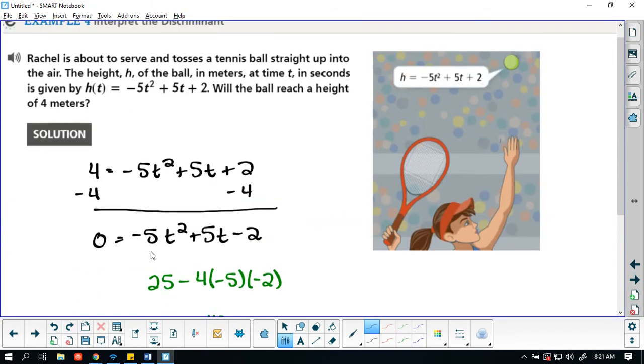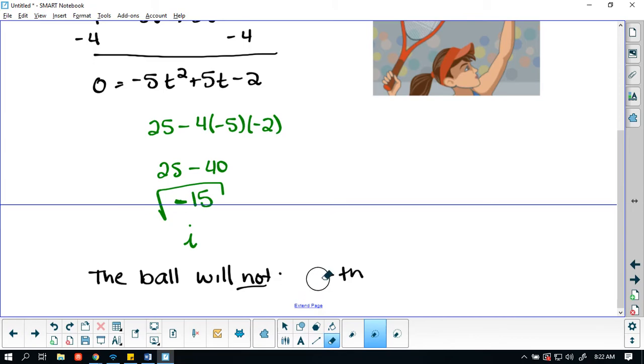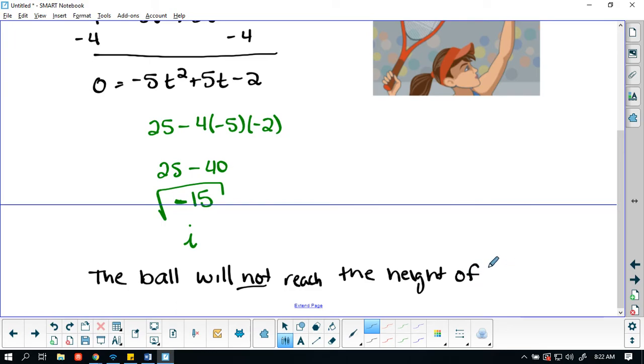So what was the question asking? Will the ball reach the height of 4 meters? The ball will not reach the height of 4 meters.